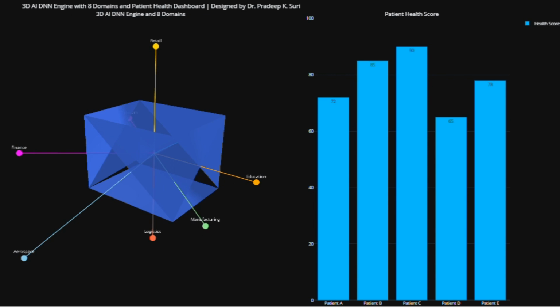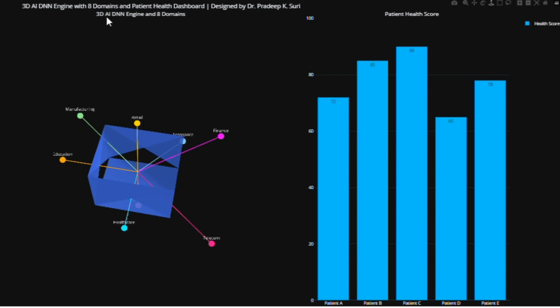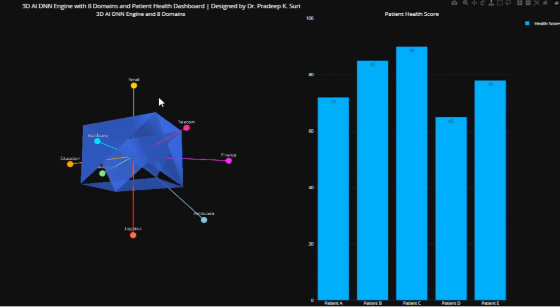Brain Architect's Keynote, Dr. Pradeep K. Suri. This 3D AI DNN engine is designed to reflect how intelligence forms in layers, transforming raw patient data into life-saving recommendations. This engine bridges the gap between human judgment and machine precision in healthcare.